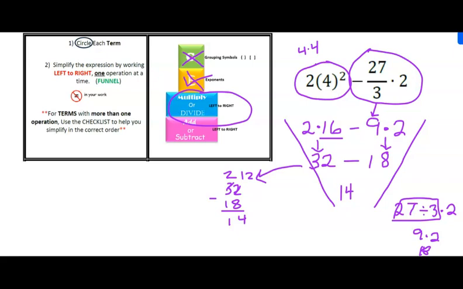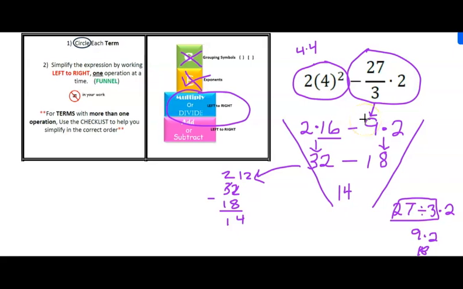All right, that concludes the notes for this piece on order of operations. And you're going to now go practice independently to see how you're doing with this. Good luck.